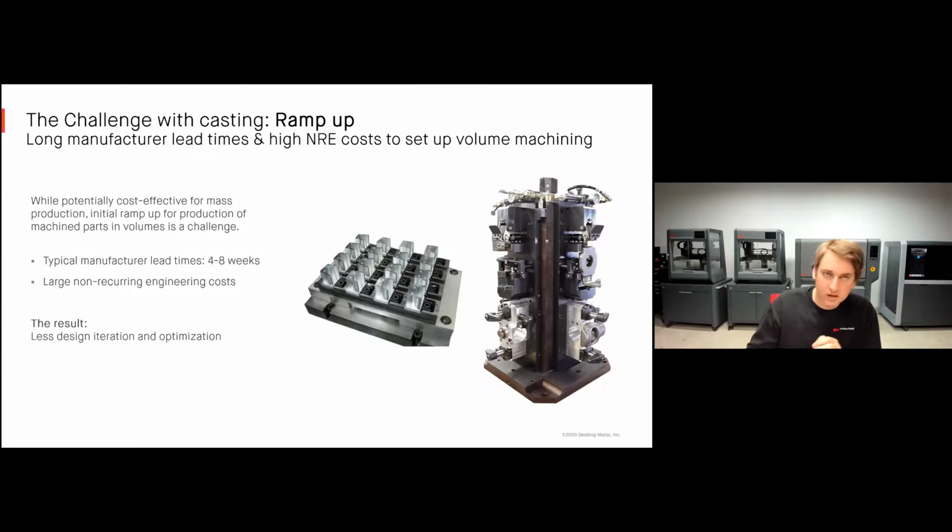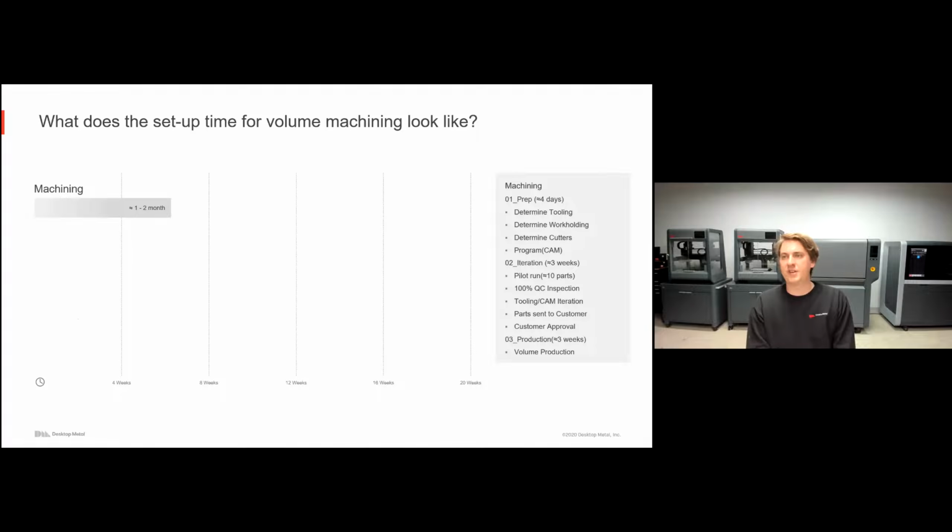reduction in design optimization because you're really designing for ease of manufacturing more so than you are for the ideal application. So just to look at this in a little bit more detail and how we'll compare this to binder jetting, what does this setup time for volume machining actually look like? When we talk to our machining customers, our large machine shops, our service bureaus, they generally say that when they receive a PO to start shipping out parts, they're looking at about 1 to 2 months of process.